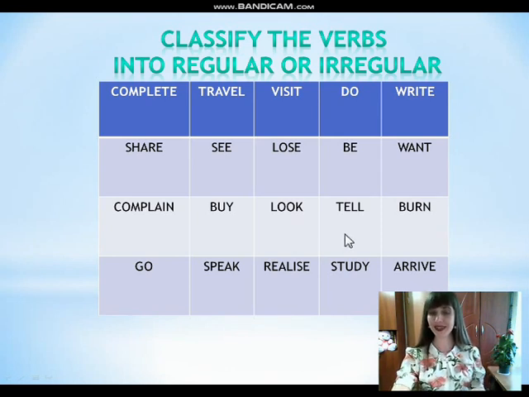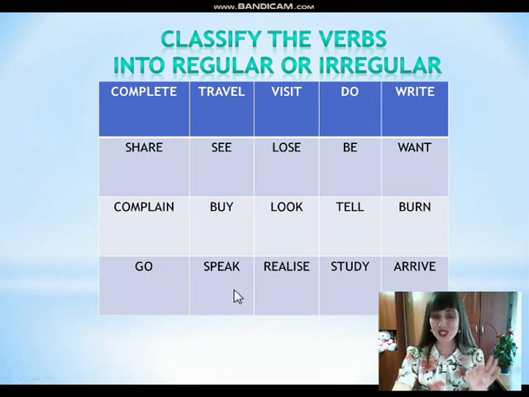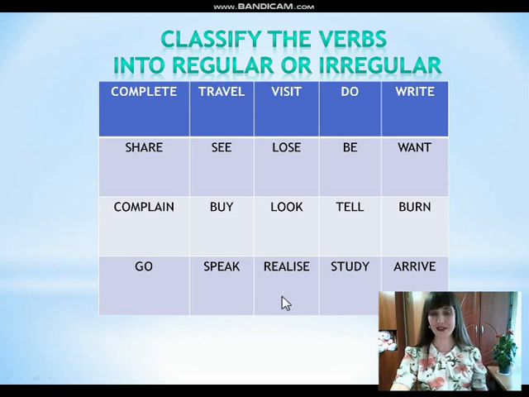Buy, bought, perfect. Look, looked. Great. Tell, told. Burn, burnt. Go, went. Speak, spoke. Realize, realized. Study, studied. Arrive, arrived. Very well, my dear students.